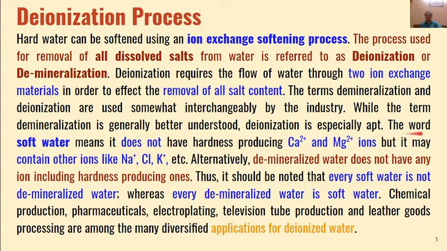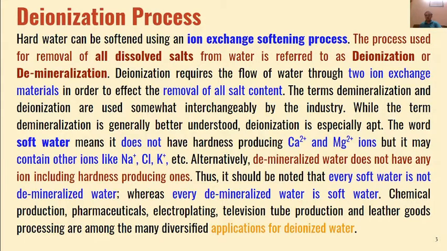Then the word soft water, as you already know, means that it does not have calcium 2+ ions or magnesium 2+ ions, because these two ions are responsible for the hardness present in the water. And this hardness may be temporary hardness or permanent hardness. Temporary hardness is when these calcium and magnesium ions are present in the form of bicarbonates, and permanent hardness is when these are present in the form of chlorides or sulfates.